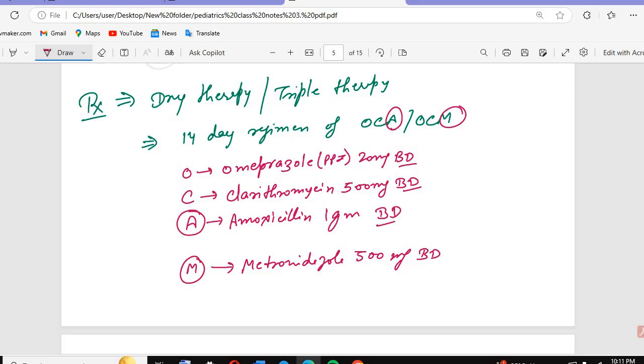Okay, is that clear? Say clear. It's clear right till now. So do quickly revise this.